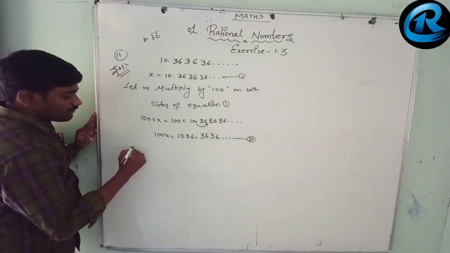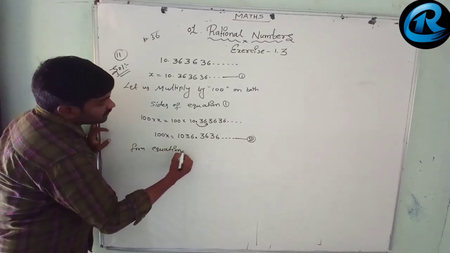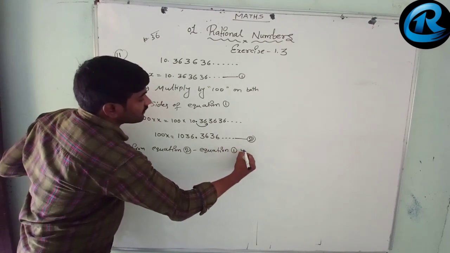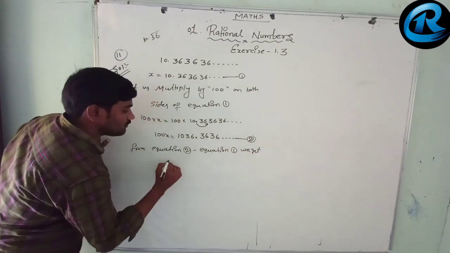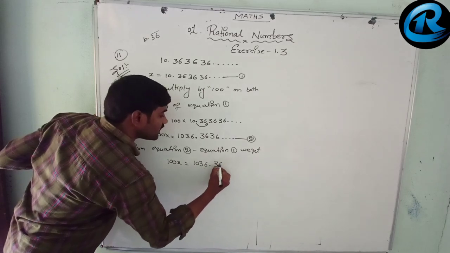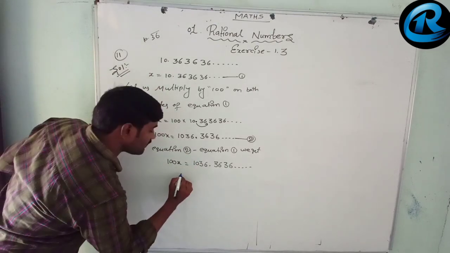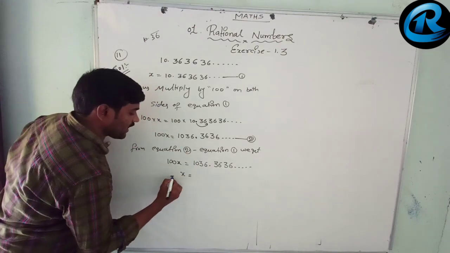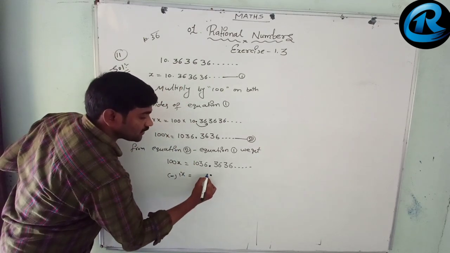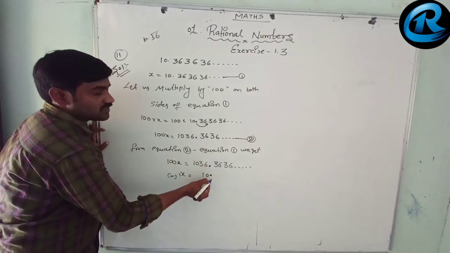Now what do we have to do? Equation number 2 minus equation number 1. Let us see what we get. 100x is equal to 1036.3636 and so on, and we have to subtract equation number 1, 1x equals 10. See, these are the decimal points. You have to write 10 like this. First the decimal points should be at the same place. Then you write the digits.